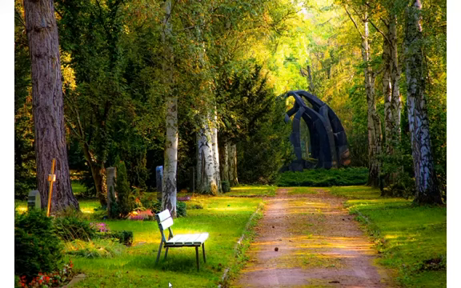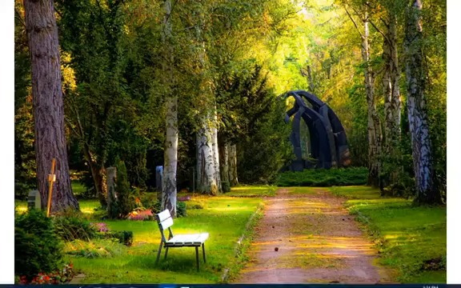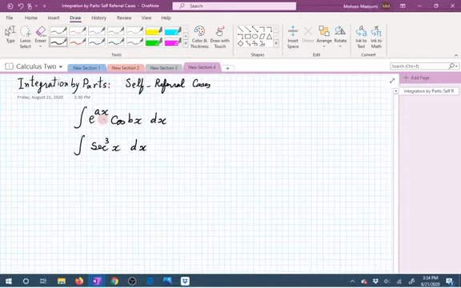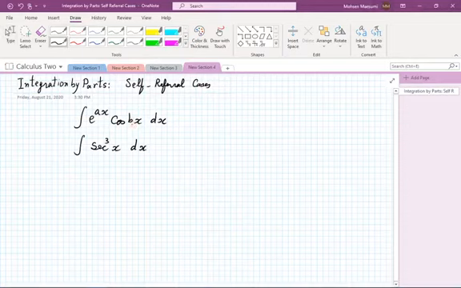Today we are going to talk about examples of integration by parts that we call self-referral. Let's go ahead and see what this story is about. So I have two example problems for you. First one, exponential of ax cosine of bx, and the other one, secant cubed of x.